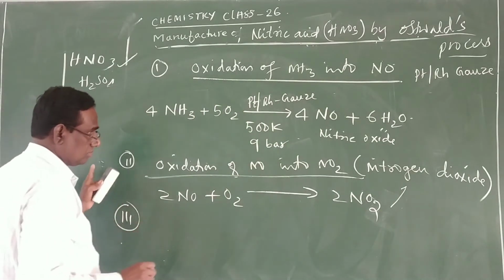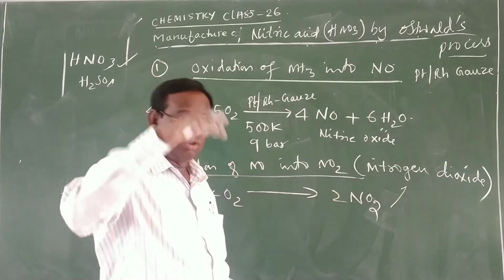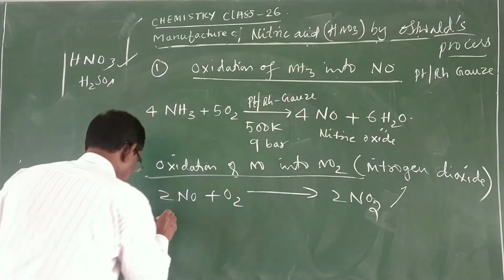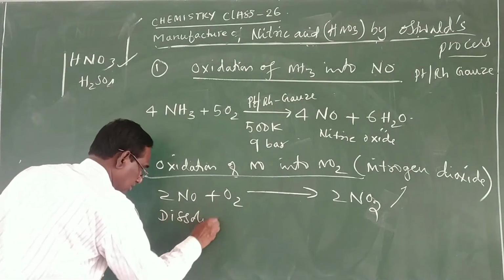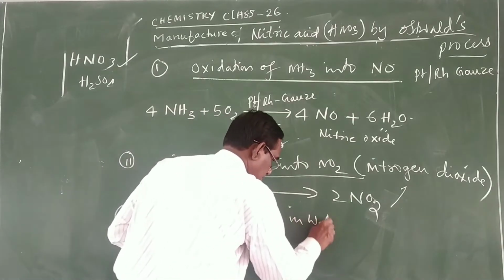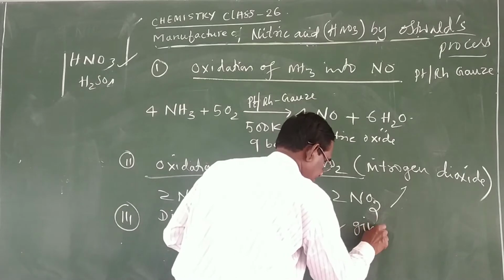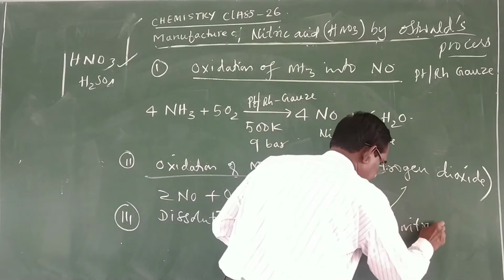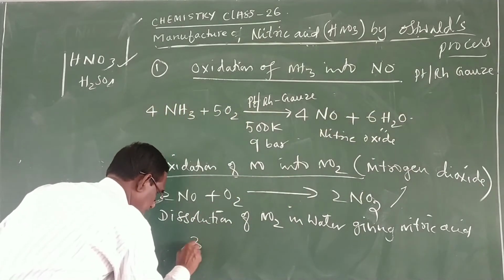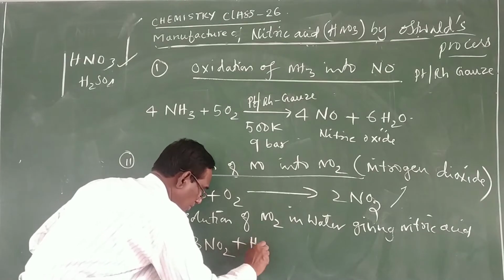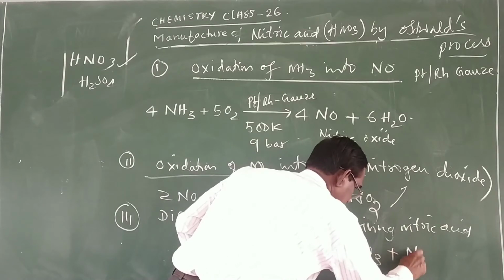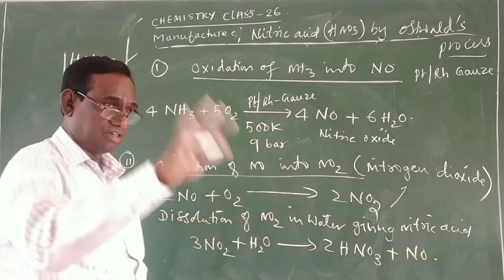Third step: this nitrogen dioxide is dissolved in water, giving nitric acid. That is dissolution of NO2 in water giving nitric acid. The formula is 3NO2 plus H2O gives rise to 2HNO3 plus NO. It is the equation.